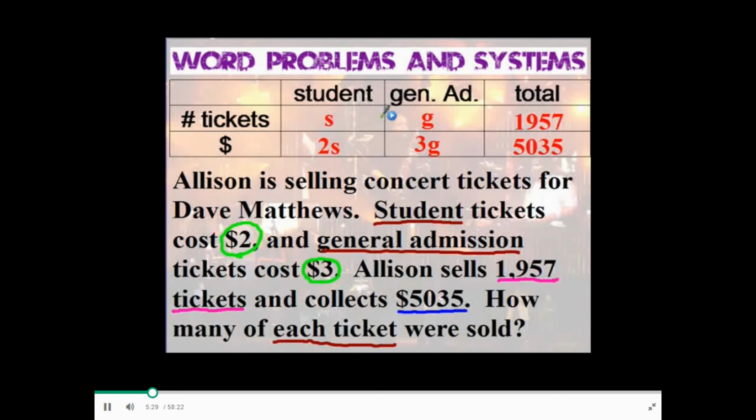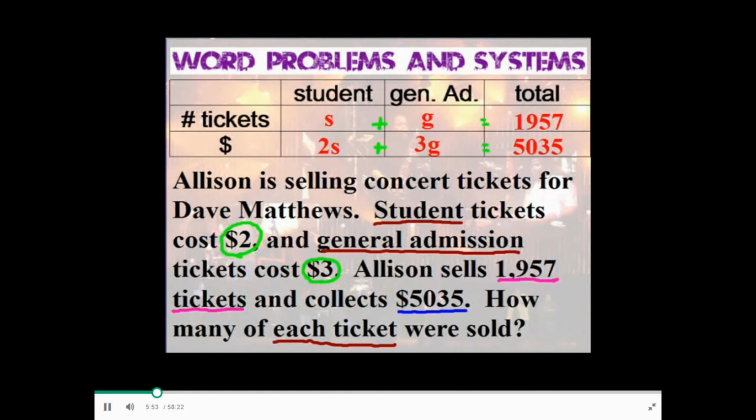Next, I'm going to put a plus sign in between these because I'm adding the number of student tickets plus the general admission tickets to get 1,957 tickets. And I'm taking all of my student money plus all of my general admission money to get $5,035. So I've got a plus sign there and an equal sign there on both equations.